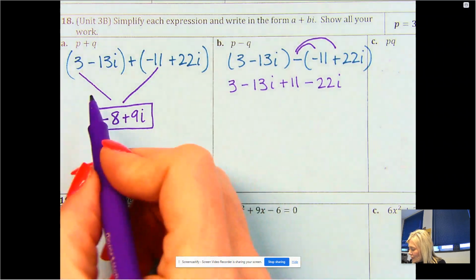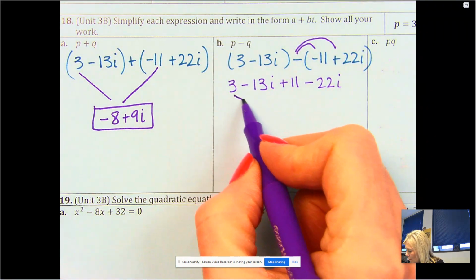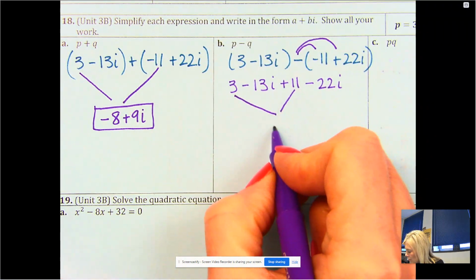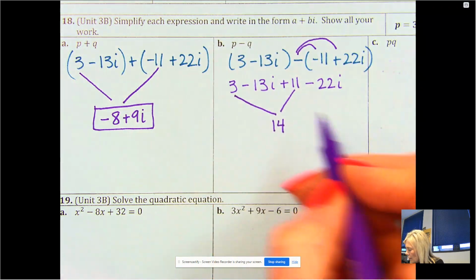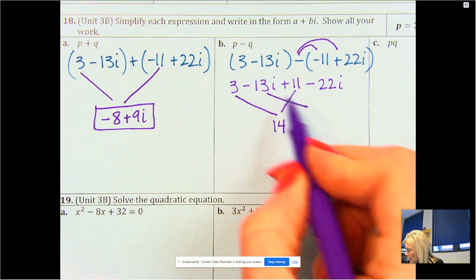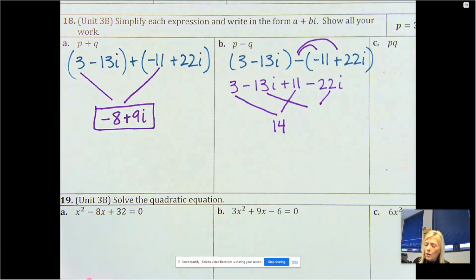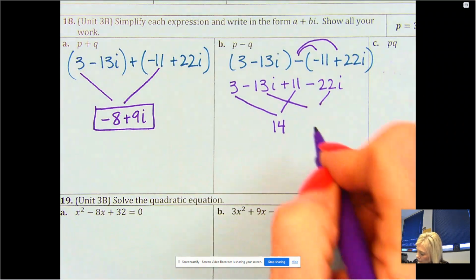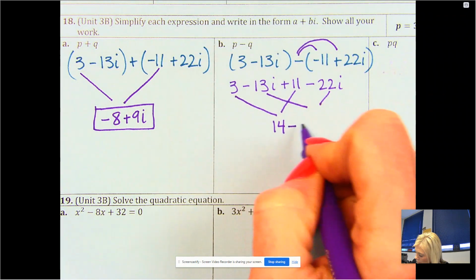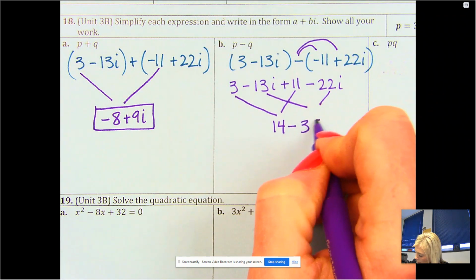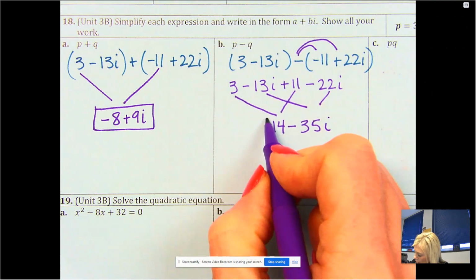So now we do the same thing. We combine the real numbers. 3 plus 11 is 14. And the imaginary numbers, negative 13i and negative 22i. So that is a total of negative 35i. So since it's negative, minus 35i.